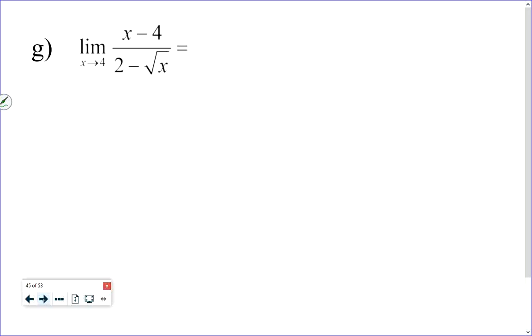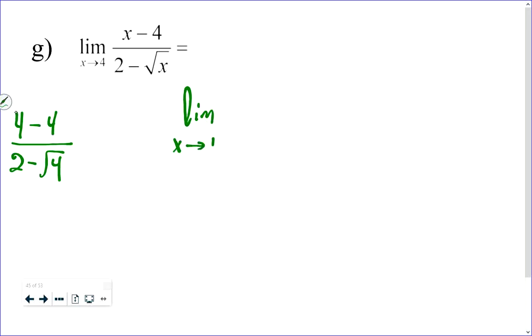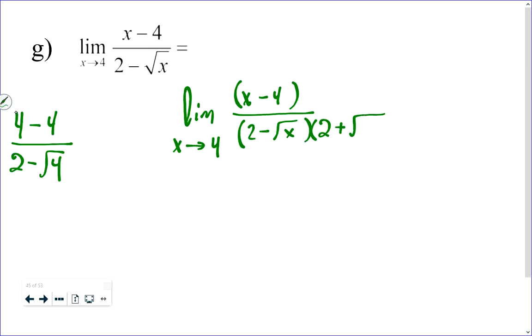The limit as x approaches 4 of x minus 4 over 2 minus root x. If you put 4 in for x, you get 0 over 0. So we're going to have to work on simplifying this expression. We're going to do a rationalization here. We're going to multiply by the conjugate of the denominator.